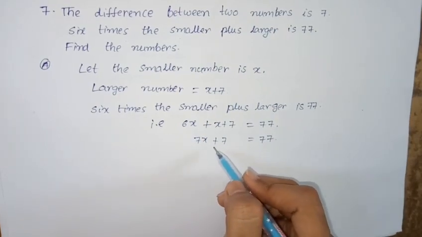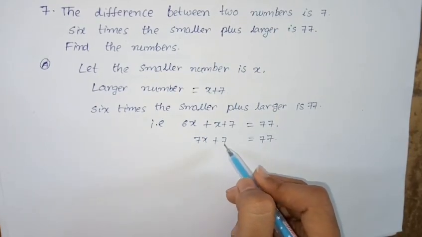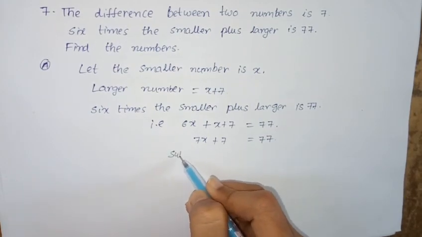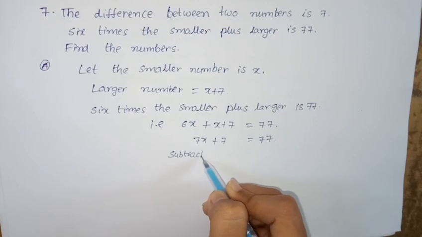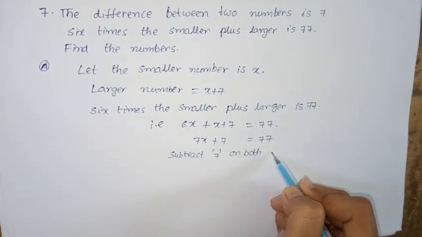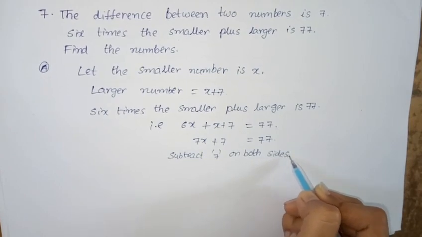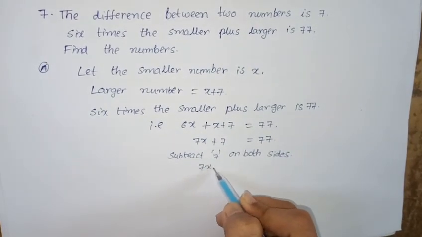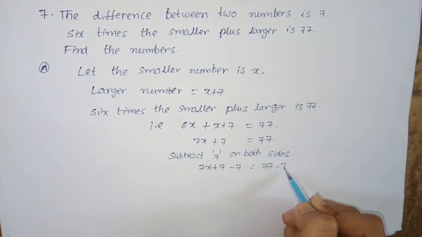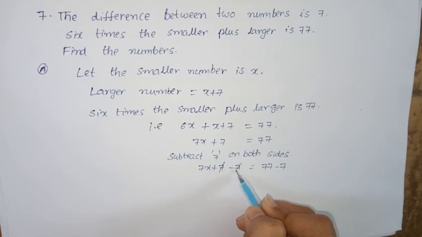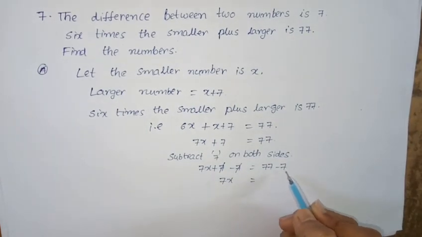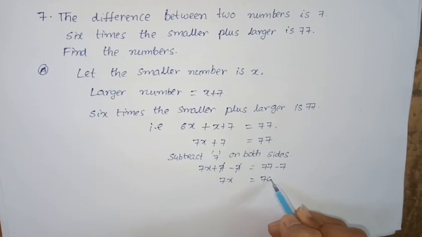So in this simple equation, find the x value. First remove 7 by subtracting 7 on both sides. 7x plus 7 minus 7 is equal to 77 minus 7. Plus 7 minus 7 equals 0. So remaining 7x is equal to 77 minus 7, which becomes 70.